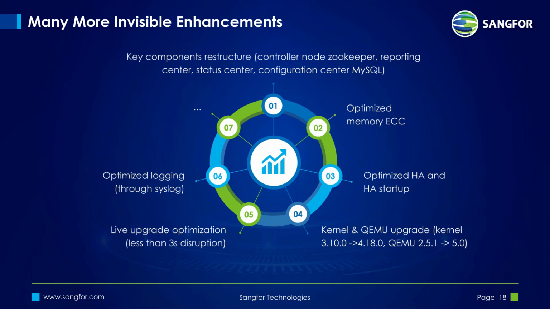And there are also more invisible enhancements in this version. We have upgraded our kernel from an old version to now version 4. And QEMU has also been upgraded to version 5. If you upgrade this platform from 6.3, the live upgrade optimization has been made more aggressive, with less than 3 seconds disruption. And we have a more optimized logging system through syslog on the back end. The HA and HA startup have also been optimized. The memory ECC is also optimized. So many optimizations and enhancements make this platform more stable and more reliable.